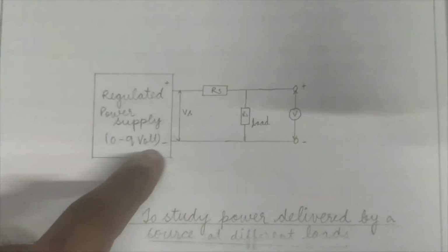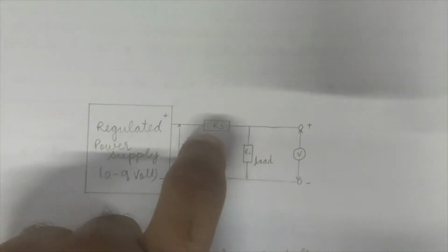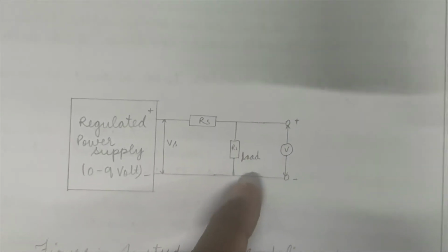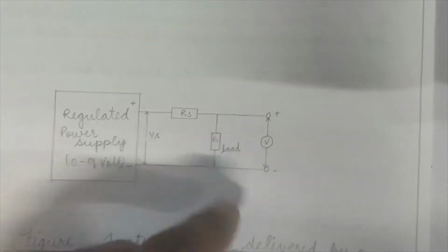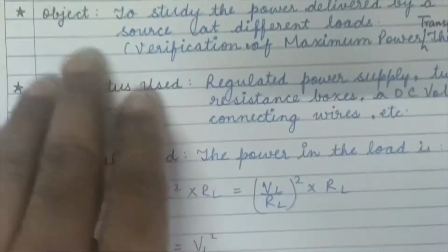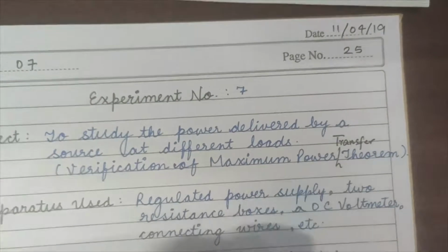So this is my regulated power supply, and this is RS, the resistance of the source, and this is RL, which is the load resistance. When RS, the internal resistance of the source, becomes equal to the load resistance, then the maximum power is transferred to the load. This we have to study in the verification of the maximum power transfer theorem.